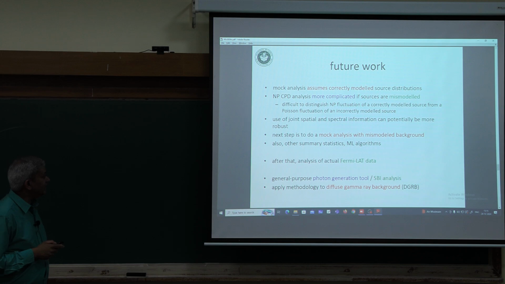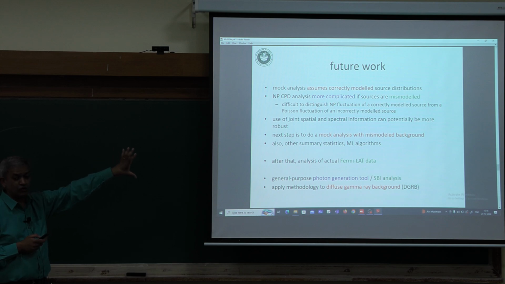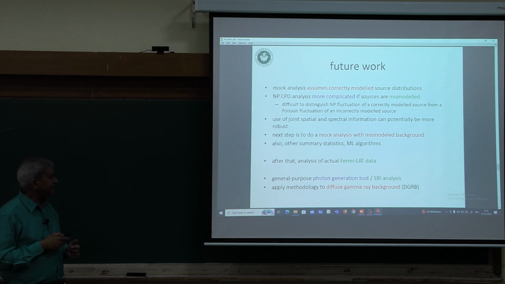Last, I can describe some future work. As I mentioned, what we did is a mock data analysis where you assume you've correctly modeled the source distributions. But what people have found in these non-Poisson counts-in-pixels distribution analyses is that the analysis becomes much more complicated if your source is mismodeled. Basically, it's hard to distinguish the effects of a non-Poisson fluctuation in a source which you've correctly modeled from a situation where all your fluctuations are Poisson, but you just didn't model the source correctly.